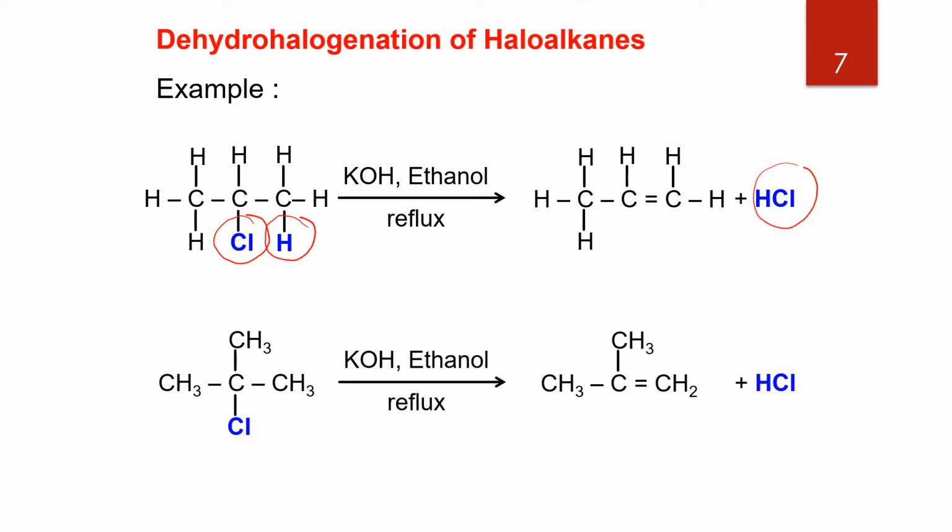The next example shows the reaction of 2-chloro-2-methylpropane, which is refluxed with potassium hydroxide in ethanol to form 2-methylpropene. The carbon with the chlorine atom will lose the chlorine atom, and the neighboring carbon will lose the hydrogen atom.